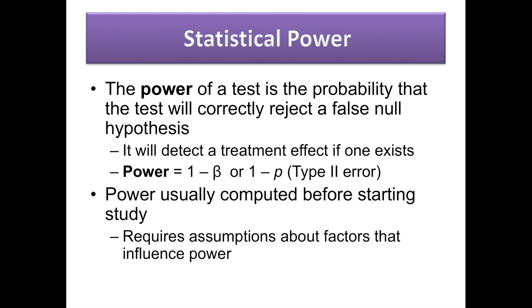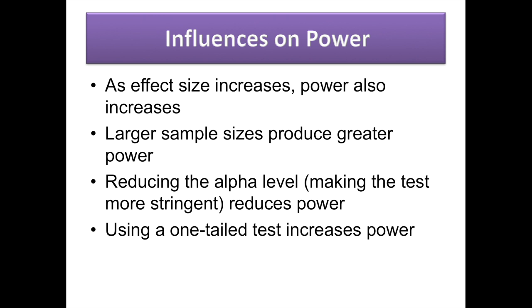Power. The power of a test is the probability that the test will correctly reject a false null hypothesis. It's kind of like a safety net, and usually you run power before you actually start the study. You find power as 1 minus beta, or 1 minus the probability of committing a type 2 error. It's trying to detect a treatment effect, if one exists.